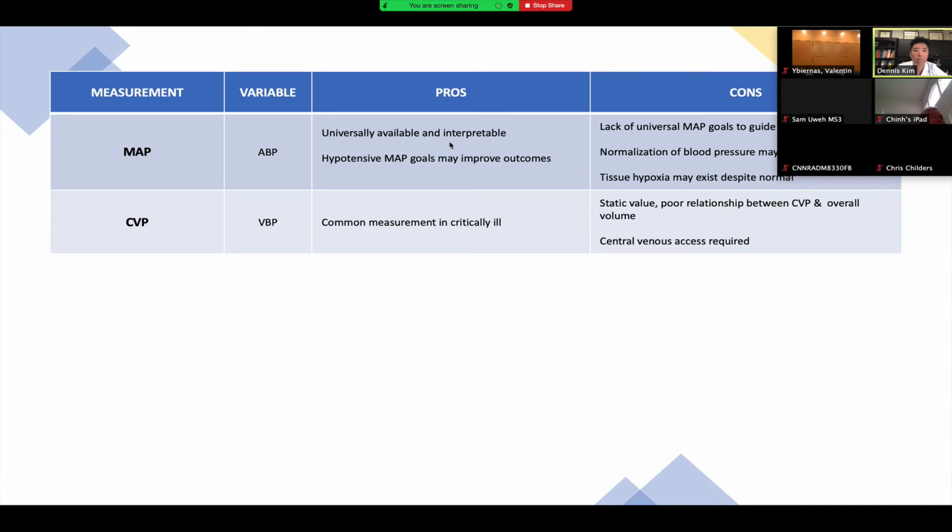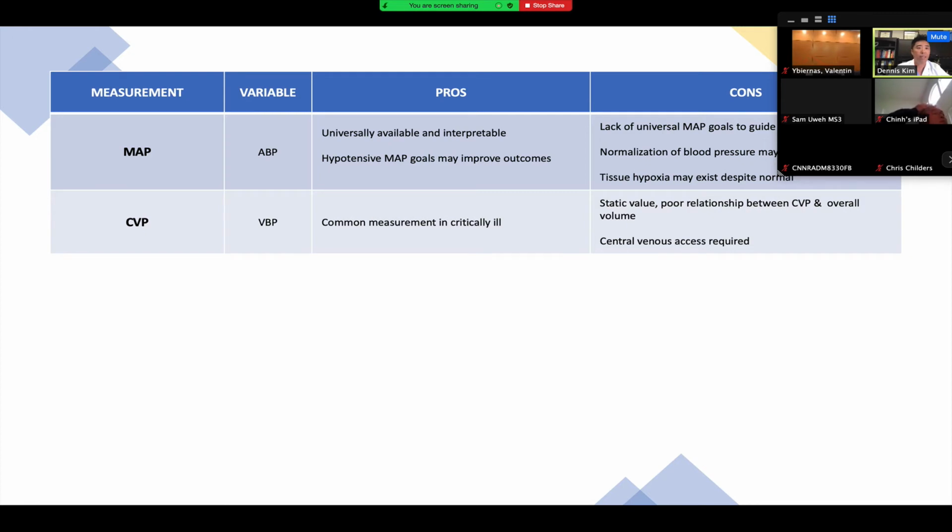So again, when it comes to mean arterial pressure, it's usually available and interpretable, but there really are no universal MAP goals to guide therapy. And again, normalization of blood pressure does not equal absence of shock. And if you look back at the original Rivers trial, they had a significant chunk of patients who actually met that MAP goal of 65, yet they still demonstrated evidence of hyperlactatemia and other metabolic abnormalities that were consistent with ongoing tissue hypoperfusion and hypoxia.